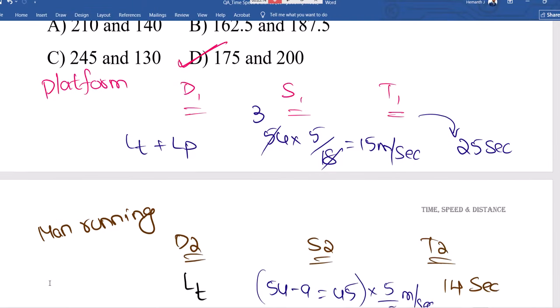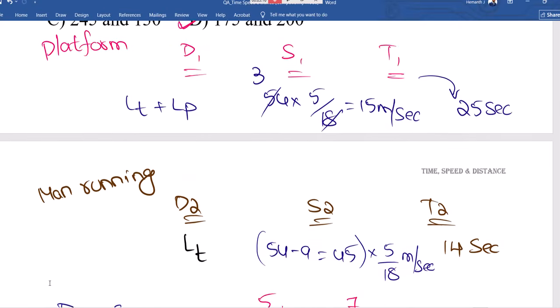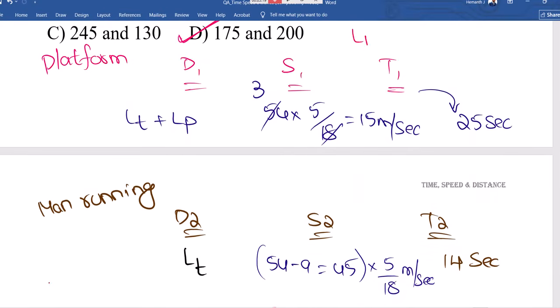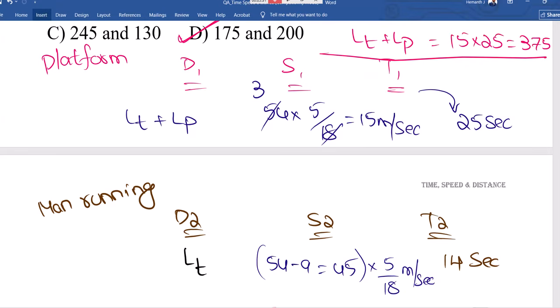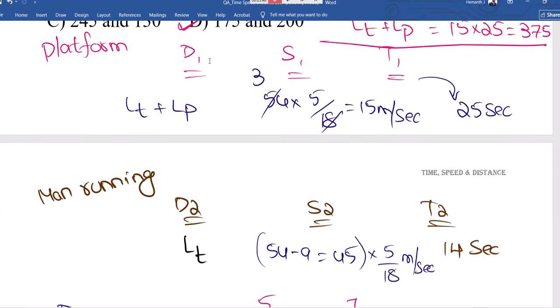Next, what about length of the platform, sir? You can go for D1 equal to S1 into T1, length of the train plus length of the platform, 15 into 25, which is 375. 15 into 25, we discussed the shortcut already. Ending with 5, 75 should be answered with 10 difference, so 375. Already length of the train is 175. Platform must be 200, so together 375. So option D, right? So very basic.